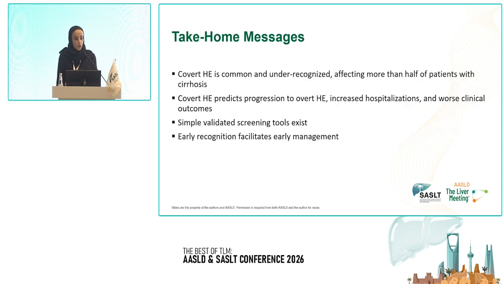So my take-home messages today: Covert HE is common and under-recognized, affecting more than half of patients with cirrhosis. Covert HE predicts progression to overt hepatic encephalopathy. Simple validated screening tools exist. Early recognition is usually better to prevent further progression.